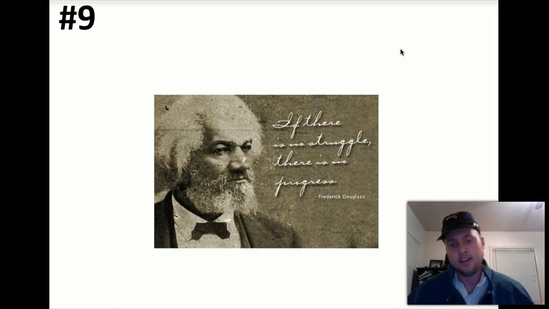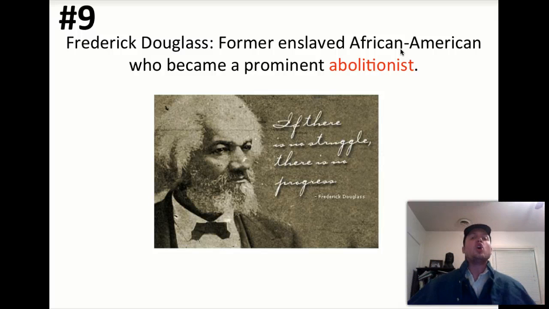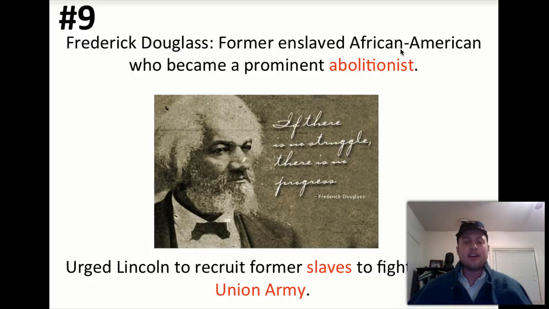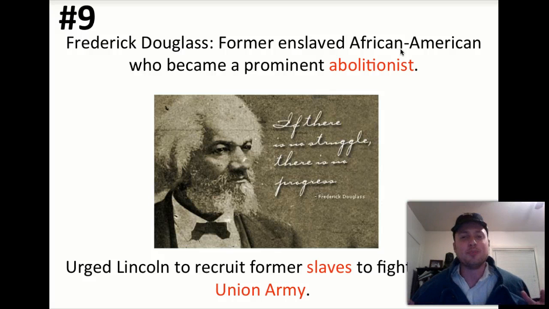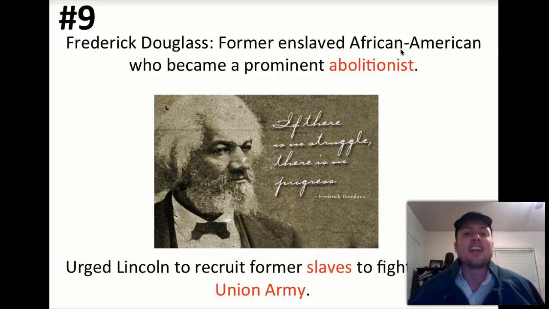Hey, number 9, Frederick Douglass. Frederick Douglass is a former enslaved African American who will become a prominent abolitionist, or probably the most prominent abolitionist, and he will always urge his friend, President Abraham Lincoln, that former slaves should fight in the Union Army. How great would these soldiers be? Former slaves who have been shackled by the horrors of slavery, now with muskets in their hands, brass buttons, to fight for the Union. But that won't come right away, because it's just not allowed. But maybe in 1863, Abe Lincoln will change this.